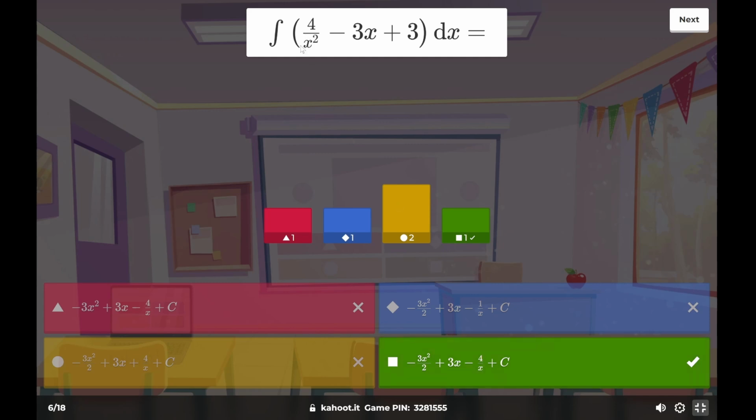We still need to make it over the new exponent. So it is x to the power negative 1 over negative 1. That's why we have a change of sign here. Because the over negative 1 changes the sign from positive to negative. That is the reason for the green answer. Be careful of these little details. Let's still go to the next one.